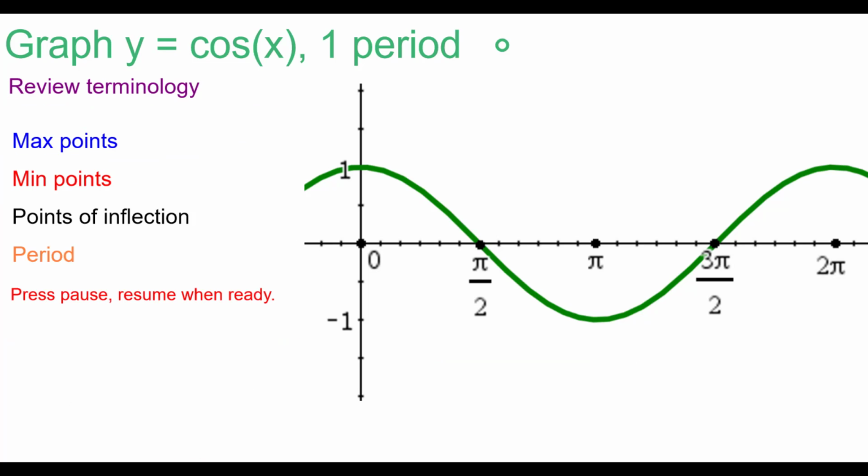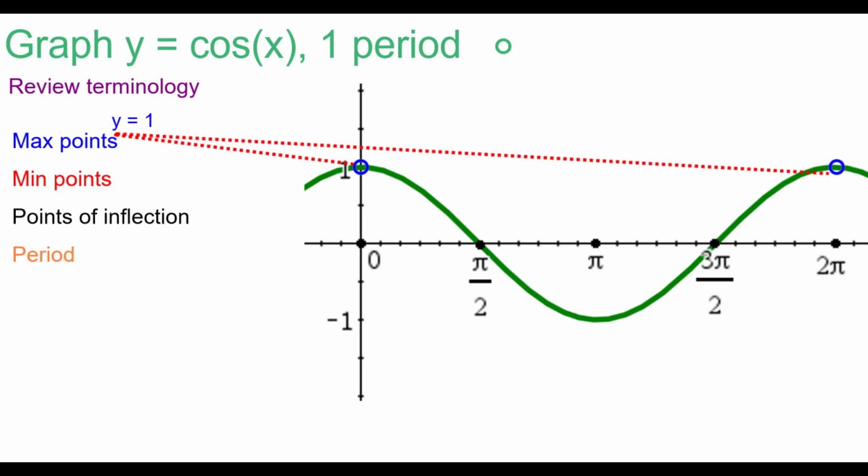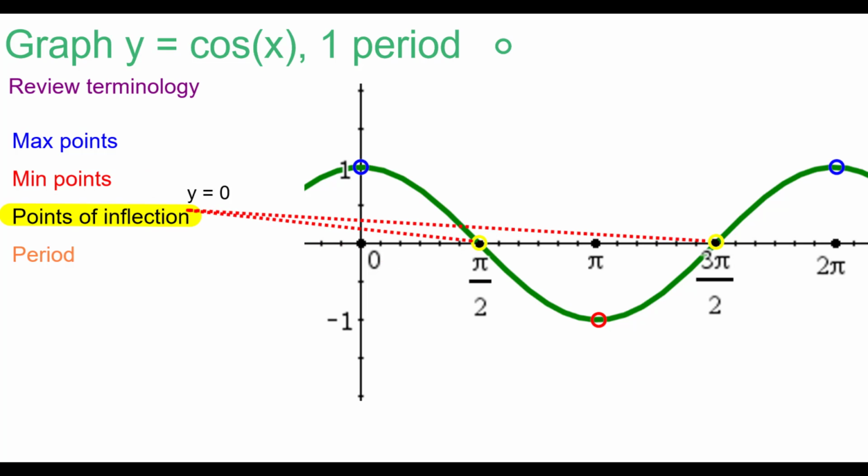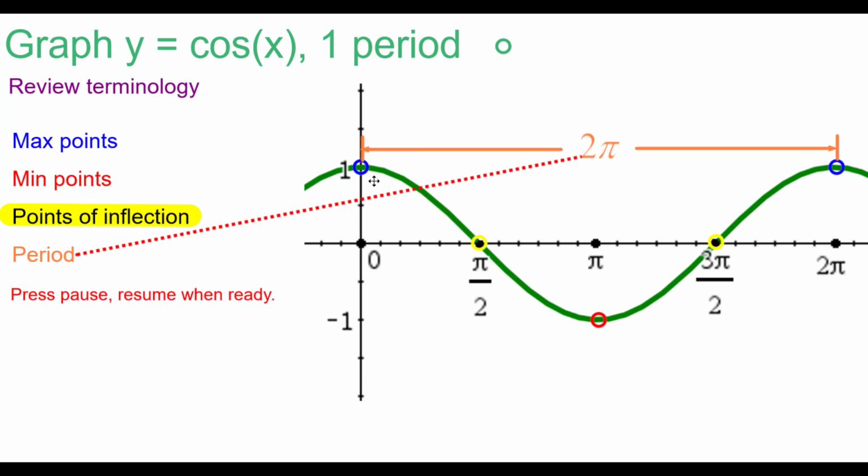We'd like to review some terminology. Where are the maximum points? Those happen when y equals 1, when x is 0 and x is equal to 2 pi. The minimum point in one wave is at pi comma negative 1. Points of inflection are where the curve changes concavity from concave down to concave up, or concave up to concave down. Those occur at pi over 2, 0 and 3 pi over 2, comma 0. And the period of the wave is 2 pi. From one max to the next max is a length of 2 pi. Press pause as needed.